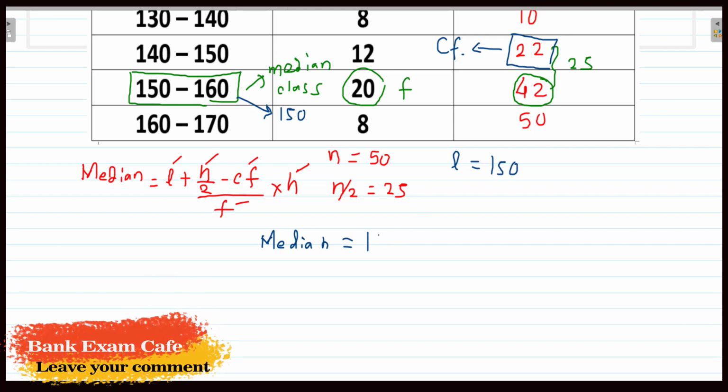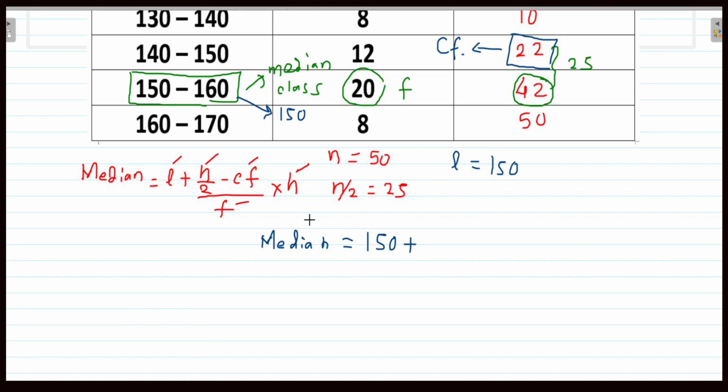So L will be 150 plus n by 2. What is n by 2? It is 25. So write 25, minus cumulative frequency. Cumulative frequency is 22. So it is 22, upon frequency. Frequency is F, so that is 20.